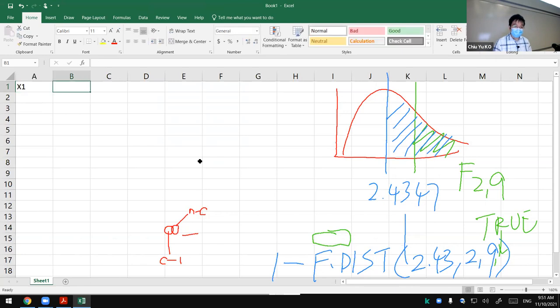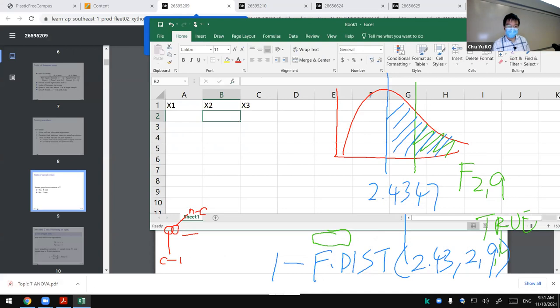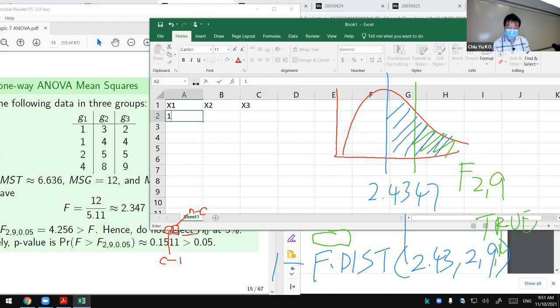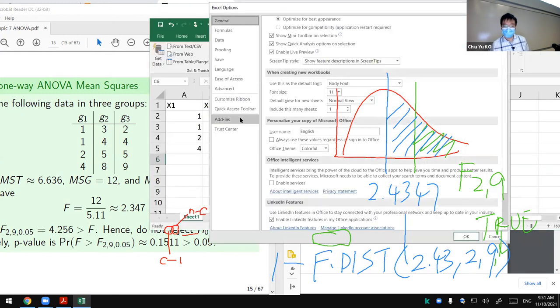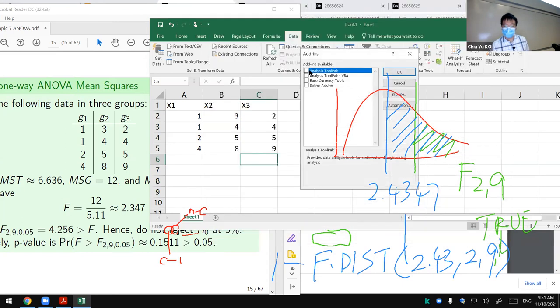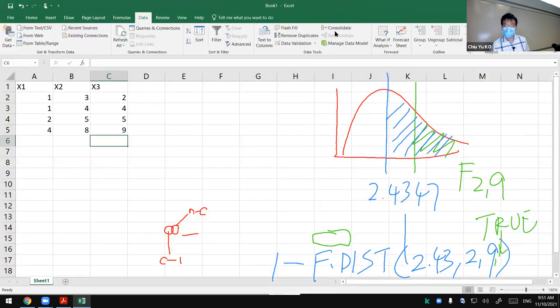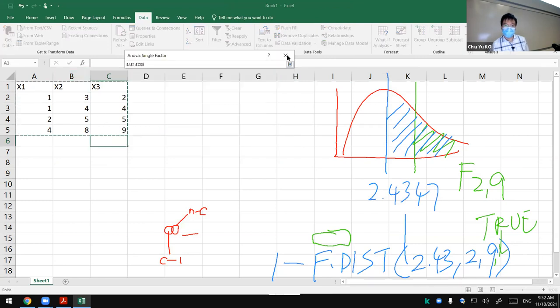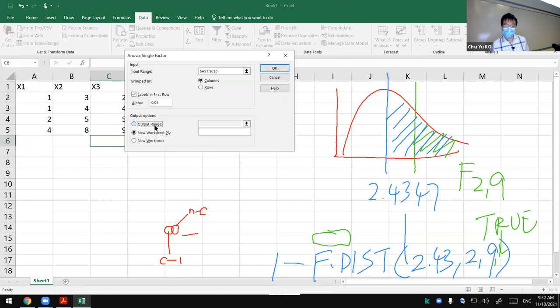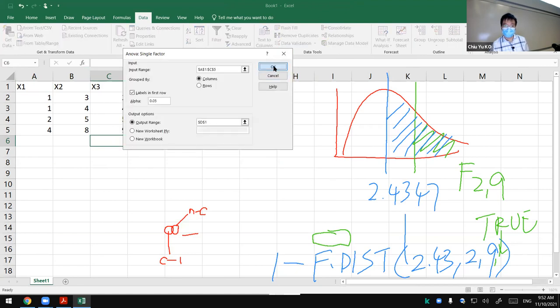So we have X1, X2, X3. The data here is 1, 1, 2, 4, 3, 4, 5, 8, 2, 4, 5, 9. And we just load the add-in there. So data analysis, and again the whole data range. We have label in the first row, output. Hopefully this time it will work.